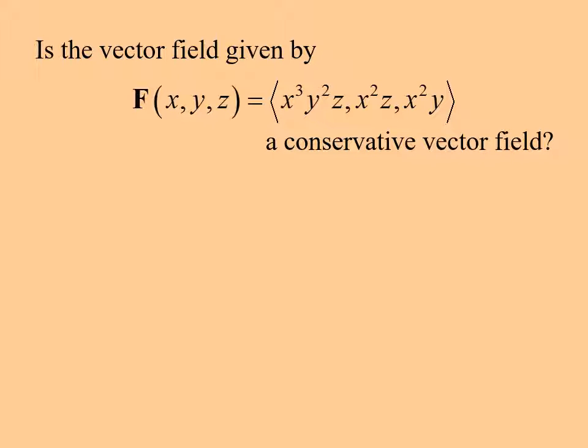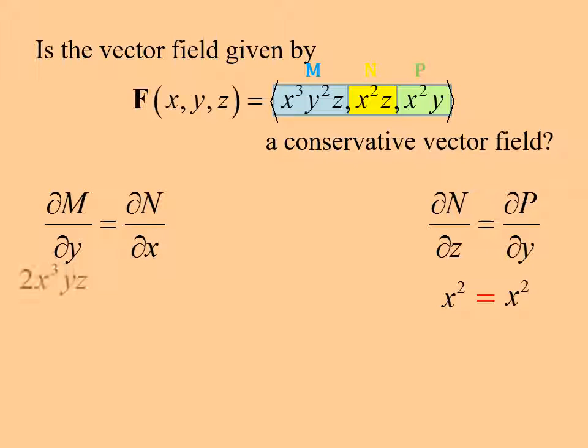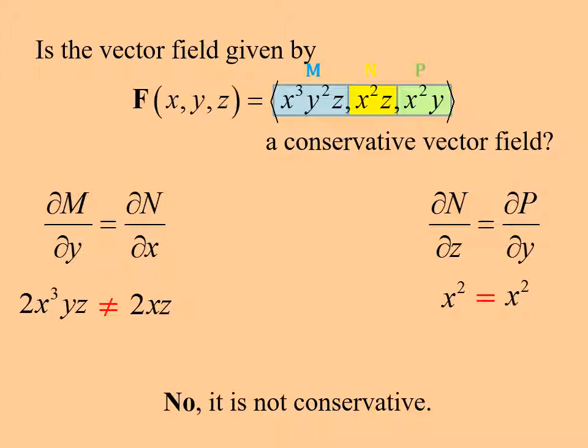For example, if we have this vector field, with components M, N, and P, and do some checking, the derivative of N with respect to z and the derivative of P with respect to y are the same. So we go on to check some others. The derivative of M with respect to y and N with respect to x are not the same. So we don't need to go any further. This is not conservative.